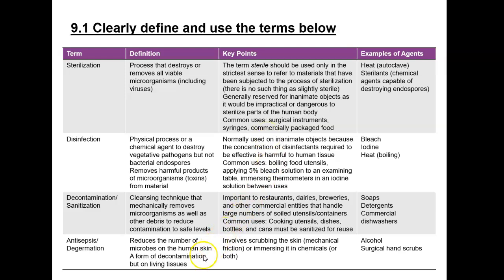I'm going to skip down here to antisepsis. It's a really similar definition. Antisepsis or degerming is reducing the number of vegetative pathogens, microorganisms, from living tissues, like human skin. So disinfection is the reduction of growing microorganisms, vegetative pathogens, from inanimate objects. Antisepsis or degerming is reducing the number of vegetative pathogens, growing microorganisms, from living tissue like human skin.